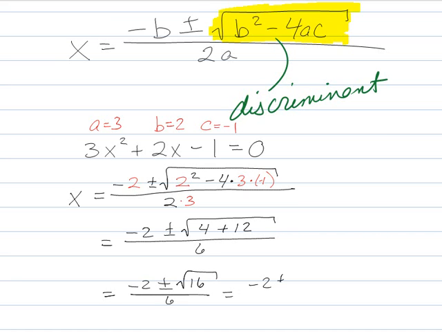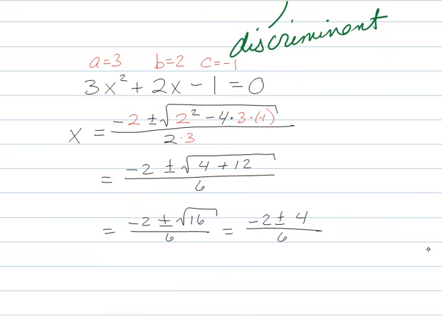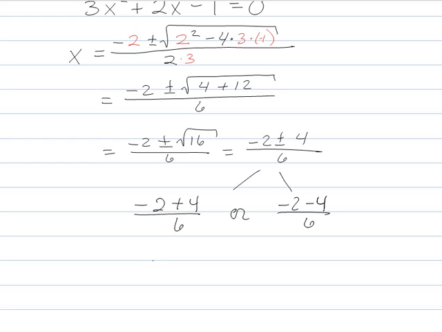So anyway, I go on like that, etc. Well, I guess I can go ahead and work it out for you. So at this point I'm going to break it up into two solutions. Negative 2 plus 4 over 6, or negative 2 minus 4 over 6. So I'd get, what is that? 2 over 6, or negative 6 over 6. So either 1/3 or negative 1.